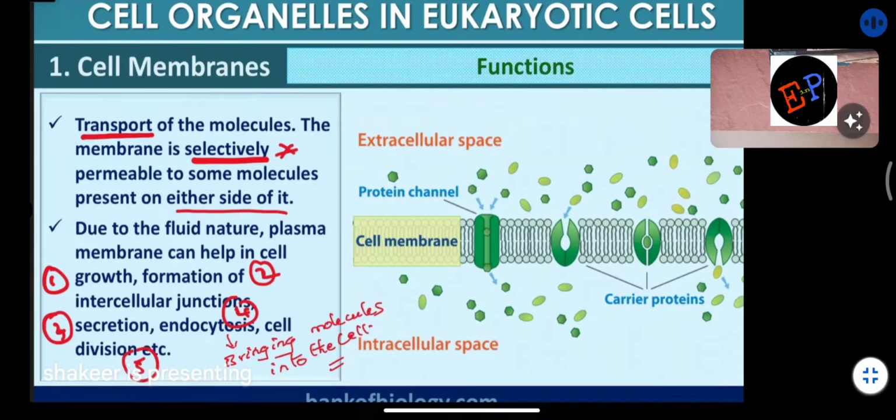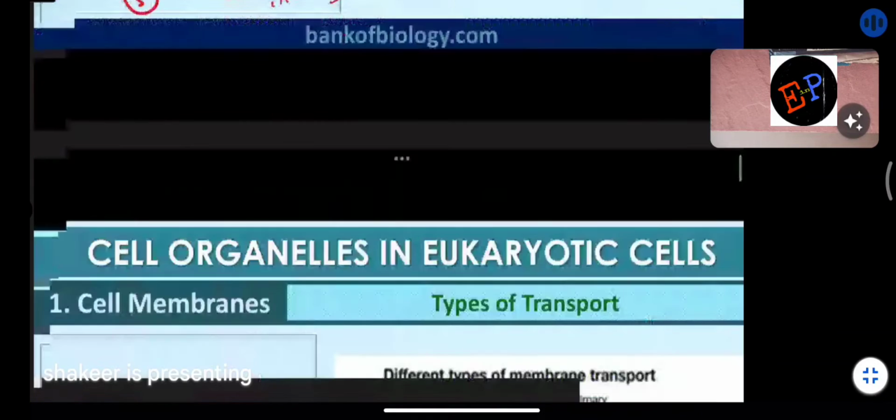So between cells, junctions will be formed, so that information is passed from the cytoplasm of one cell to the cytoplasm of the next cell. So junctions are also very important. So these junctions are also formed with the help of membranes. Secretion is also present. Endocytosis. What is meant by endocytosis? Transportation of molecules is nothing but endocytosis. And cell division is also possible with the help of cell membranes. So these are the functions which you should learn very carefully.